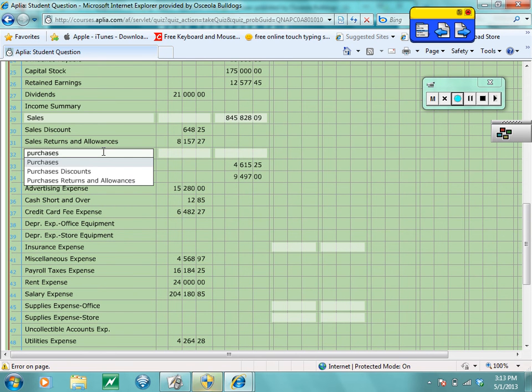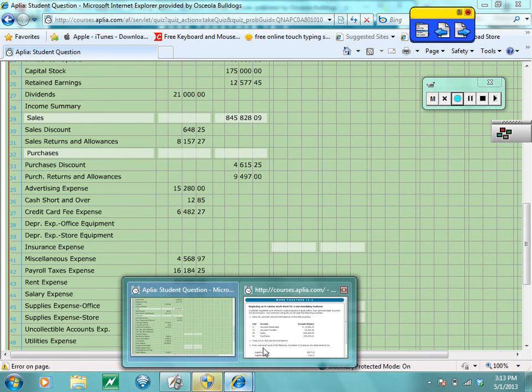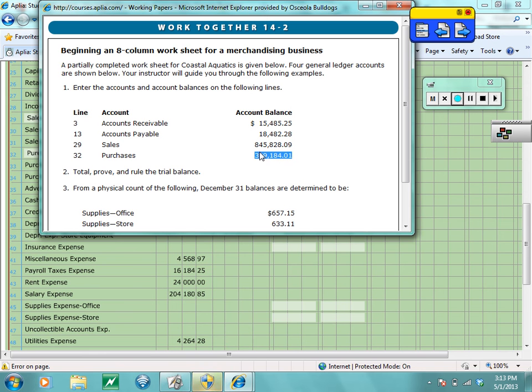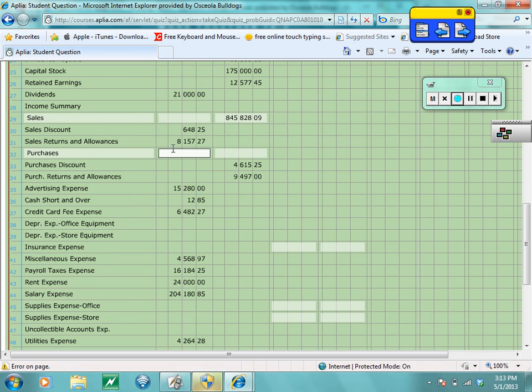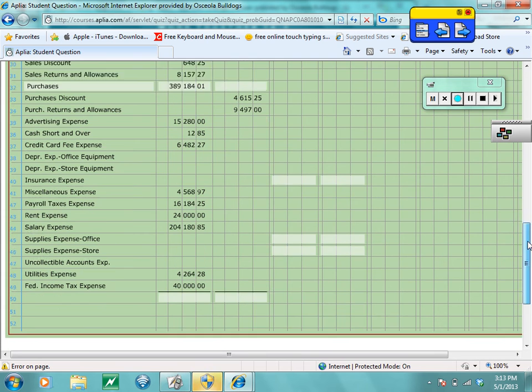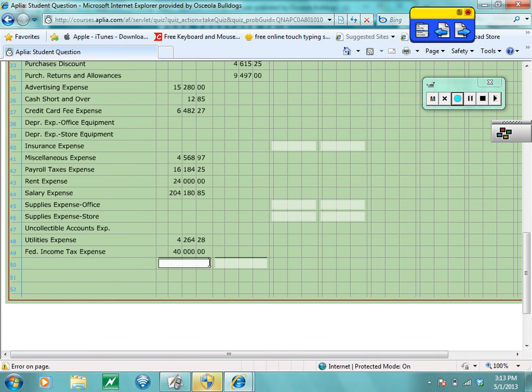The next one says line 32, purchases. Slow down. Purchases have what for a normal balance? Debit. Debit, because it's what kind of account? Asset. Very good. Now it says total, prove, and rule the trial balance. I'm not going to make you add them all up. I'm going to give you the number.